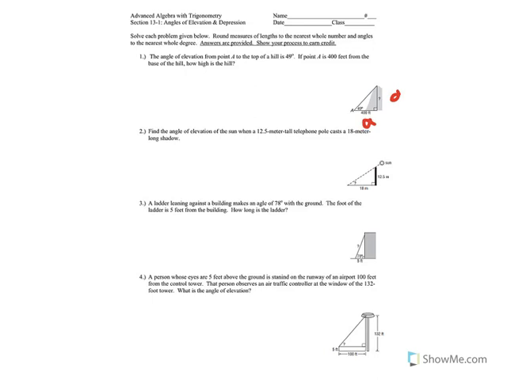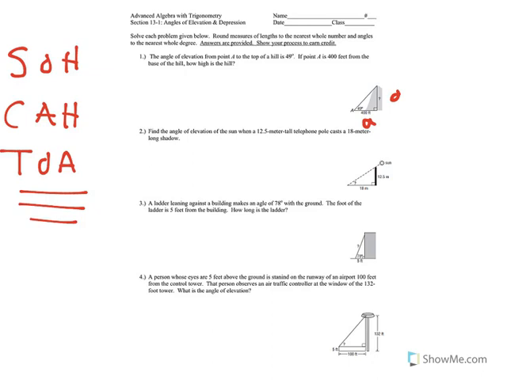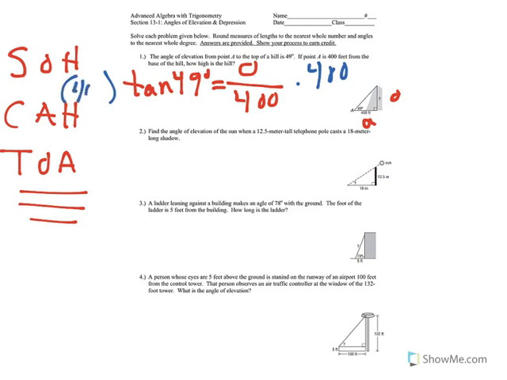So if you think about your SOHCAHTOA again, you're going to get really good with SOHCAHTOA. Okay, so if we look here, which is opposite and adjacent? Well, tangent is the one that's given, opposite over adjacent. So you're going to say the tangent of 49 degrees equals our opposite side, which is O, over our adjacent side, which is 400 feet. Okay, so for us to solve for O, we're going to multiply both sides by 400.